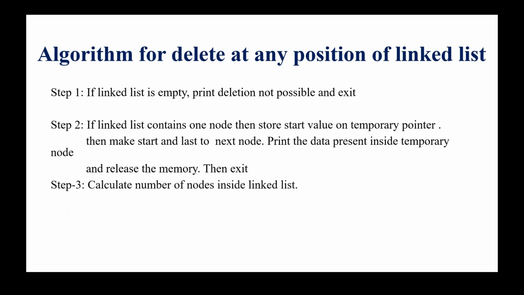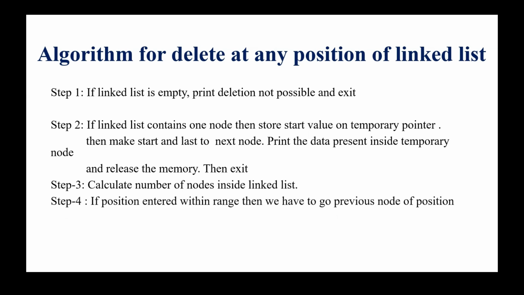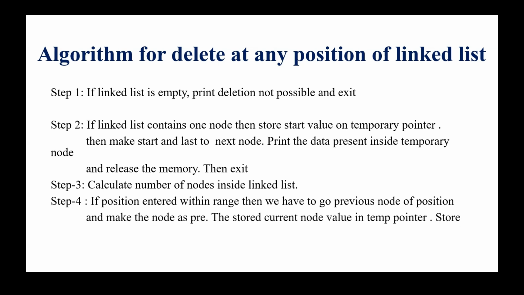Third step: we calculate the number of nodes present inside the linked list. If the position entered is within the range, meaning it is a valid position, then we go to the previous node of the position given and make it the pre-node. For example, if we enter the third position, we have to go to the second position, and the third position we make the current node.